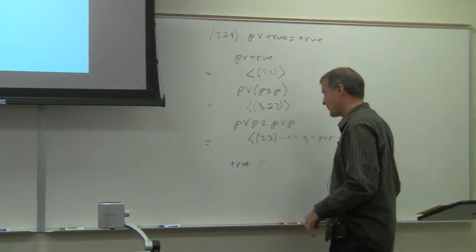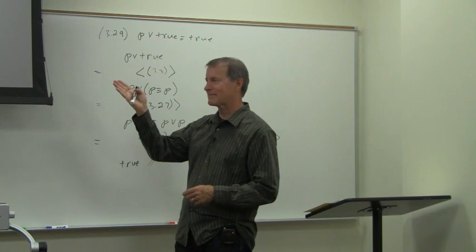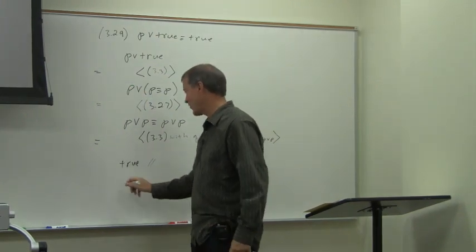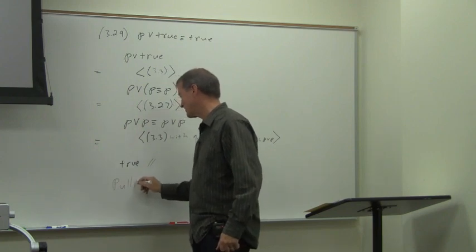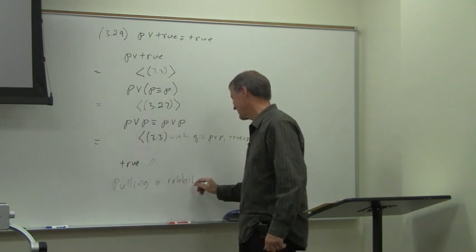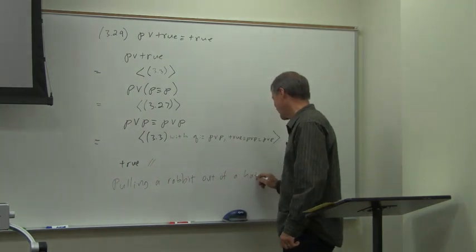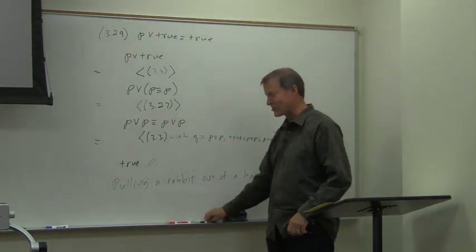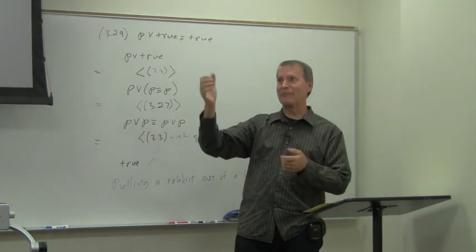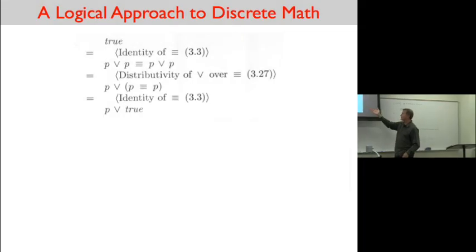As a matter of fact, this way of doing it actually has a name. It's called pulling a rabbit out of a hat. And the reason it's called pulling a rabbit is that it's like a magician: here's a hat, oh, here's the rabbit. Where did that come from? It came out of nowhere. So here's true. Pulling a rabbit.